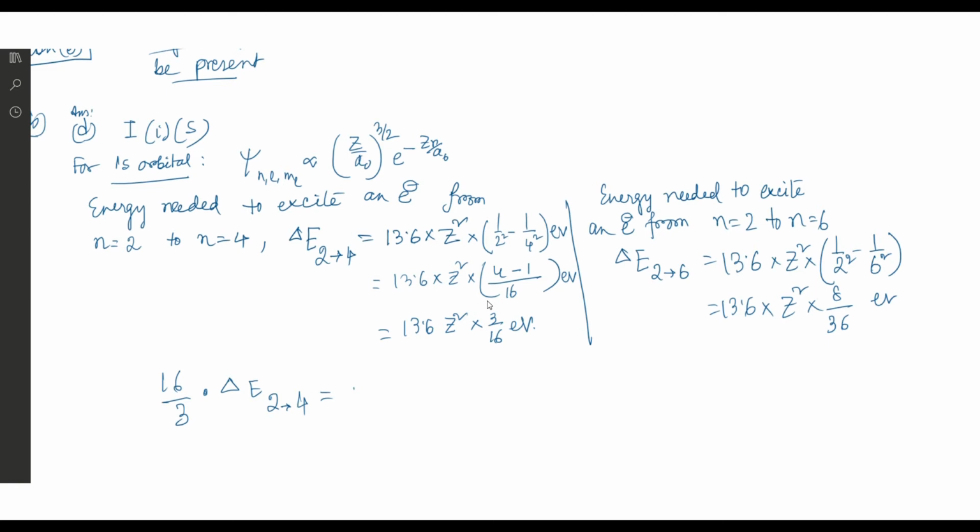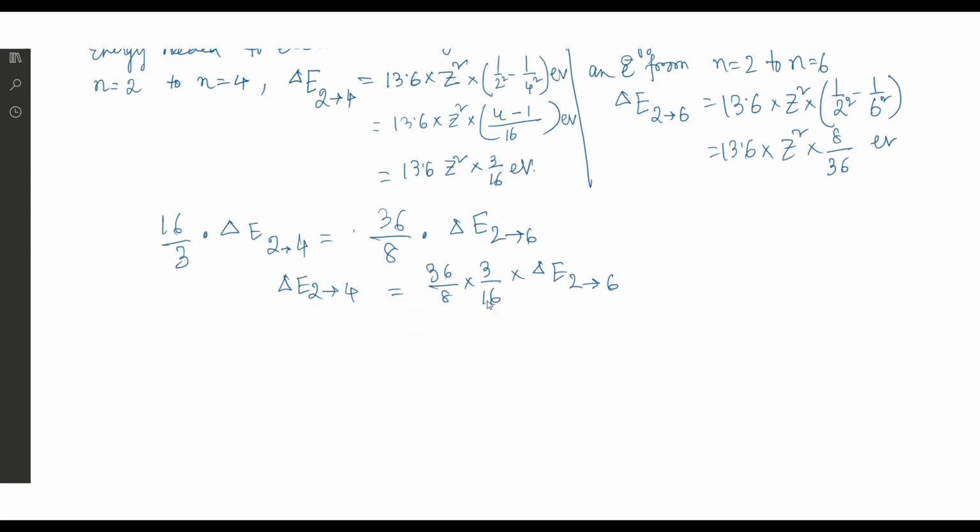After eliminating the common part on both sides, 13.6 and z square both can be cancelled out. 16 by 3 into delta E 2 to 4 is equal to 36 by 8 delta E 2 to 6. So delta E 2 to 4 is equal to 36 by 8 into 3 by 16 into delta E 2 to 6. So what will we get? We get 27 by 32 delta E 2 to 6, that is delta E 2 to 4. Therefore it is proved.